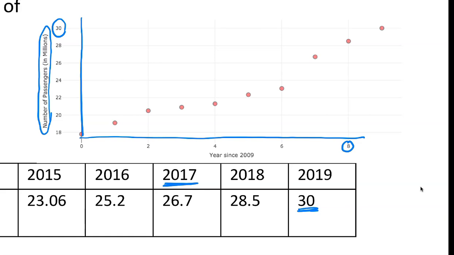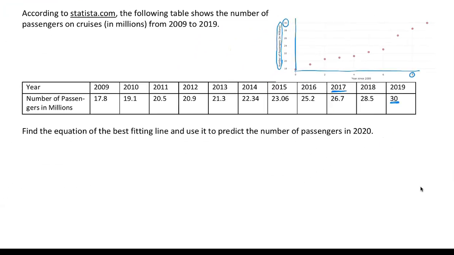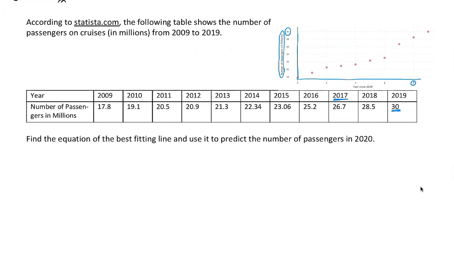So if we were to pick 2 points, if we're trying to write an equation, let's go back here so you can see what the question is. It says, find the equation of the best fitting line and use it to predict the number of passengers in 2020. This and questions like it are very relevant for people who are trying to make predictions, because if you're in the cruise industry and you like to predict how many passengers you're going to have, that's going to affect your income and things like that.